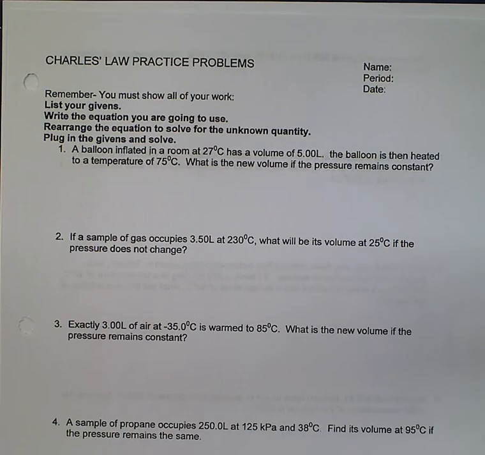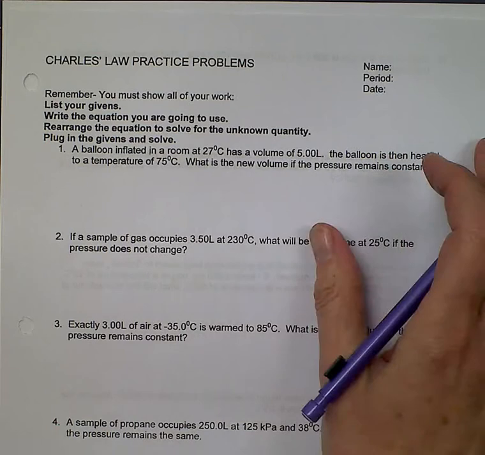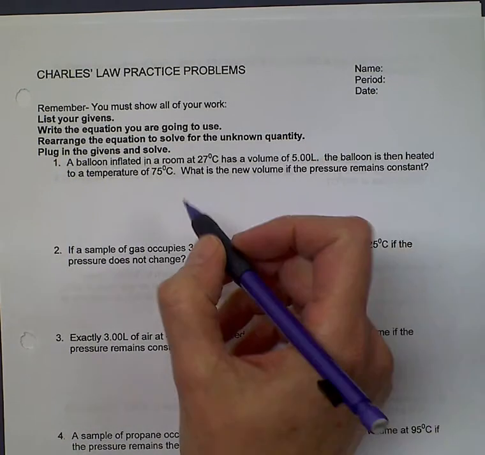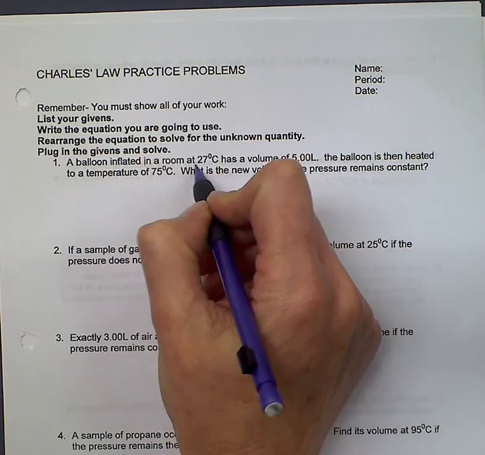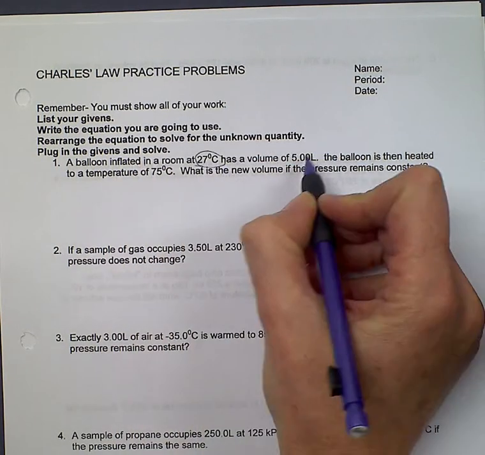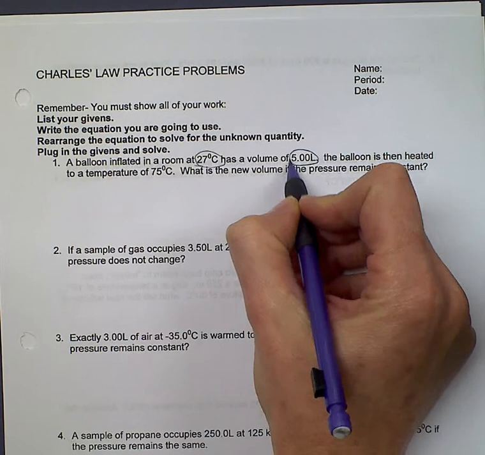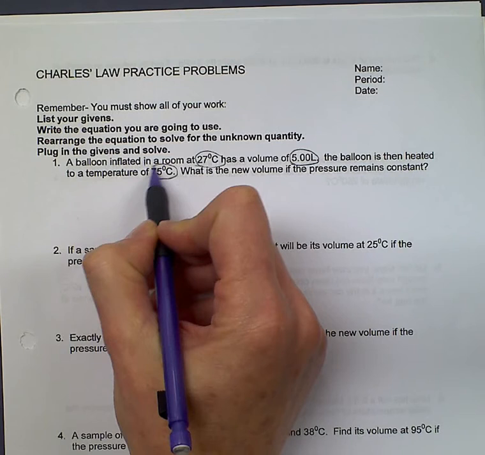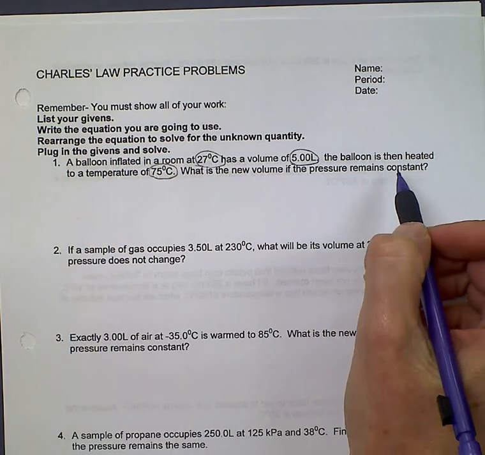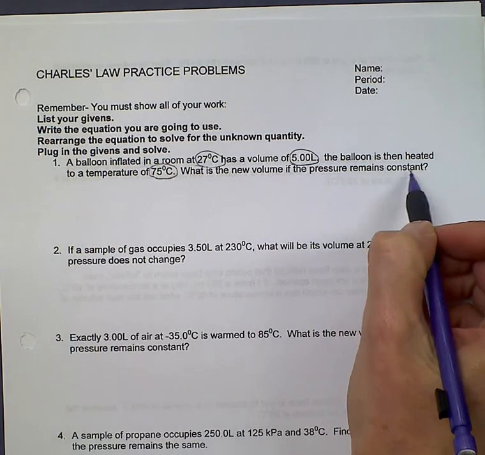I'd like to work a couple of Charles's Law problems. We'll start with number 1. A balloon inflated in a room at 27 degrees C has a volume of 5 liters. The balloon is then heated to a temperature of 75 degrees C. What is the new volume if the pressure remains constant?